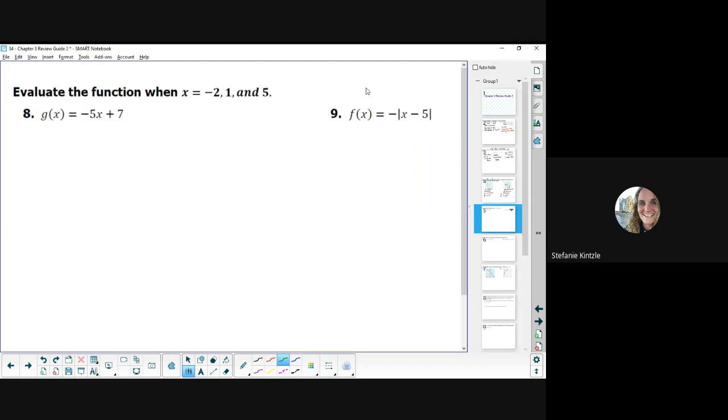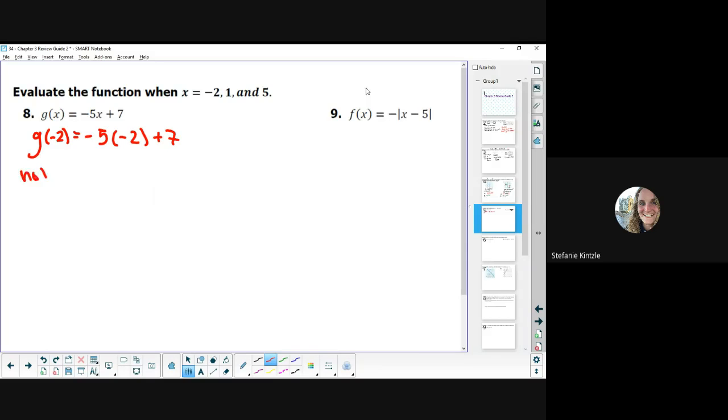All right, evaluate the function. It's 3 separate questions: when x equals -2, when x equals 1, and when x equals 5. All right, what does that mean? Well, they told you what x is, so every place that you see an x, you are going to replace it with that x value. So let's start with -2. Every place you see an x, you're going to replace with a -2. So g of -2 equals -5 times -2 plus 7.